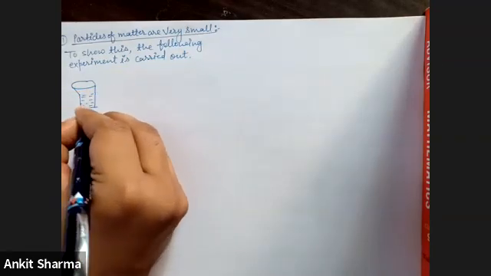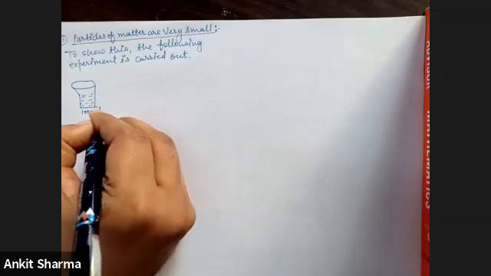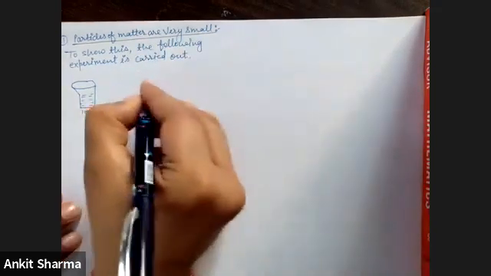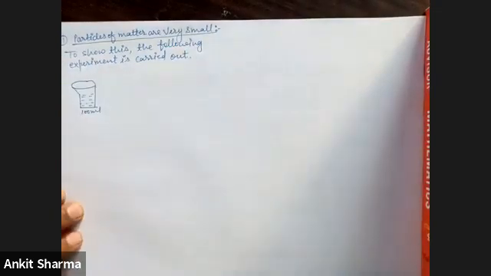That is 100 ml of water. Okay, that is 100 ml of clear water. Now what you have to do is add a half teaspoon of potassium permanganate into this 100 ml of water.